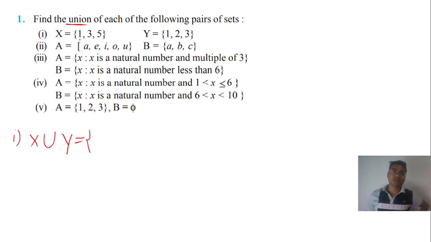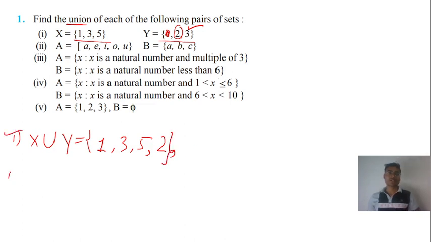X union Y we can find by first writing all the elements of X, 1, 3 and 5. After writing all the elements of X, we will write all the elements of Y, keeping in mind that none of the elements in the union set is repeated. As we already wrote 1 here, we will not write 1 again, but we have not written 2, so we will write 2 here. We already wrote 3, so we will not write 3 again. That's how we completed our first part.